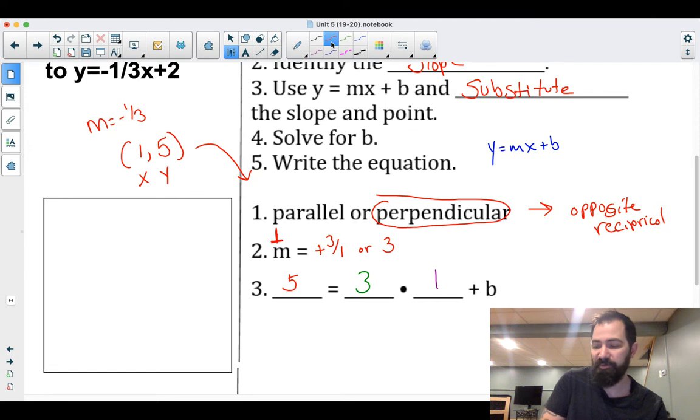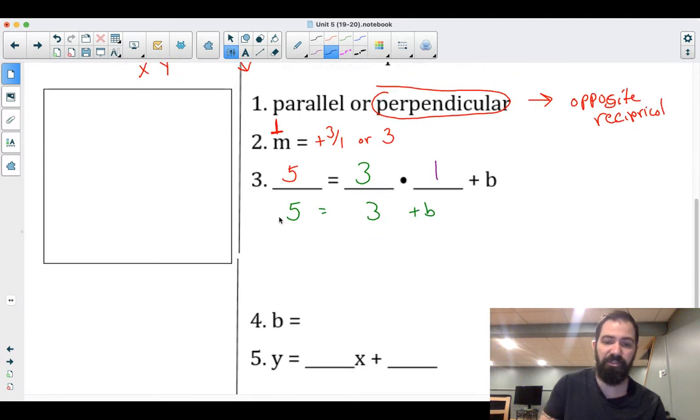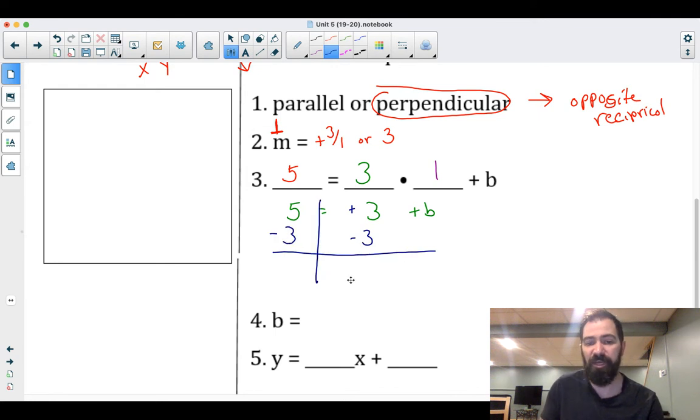So let's do some simplifying. We're going to do 5 equals 3 times 1 is just 3 plus b. Let's continue solving to figure out what the b value is. Well, to get the b by itself, this is a positive 3, so the opposite of a positive is a negative. We're going to subtract 3 from both sides. Those cancel. We're left with b equals 5 minus 3 is 2.